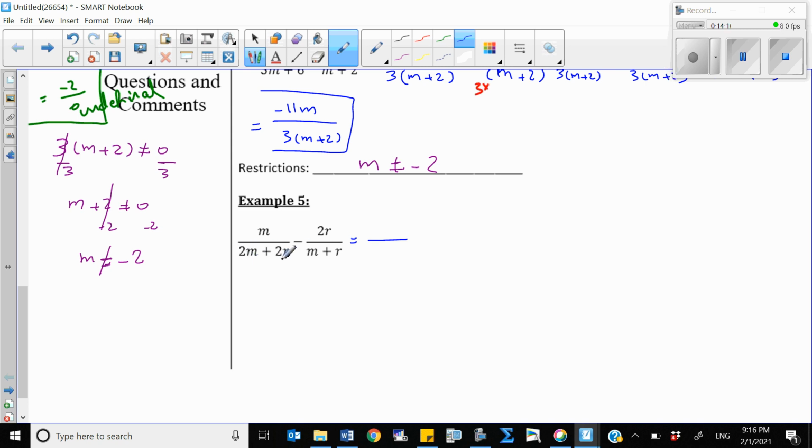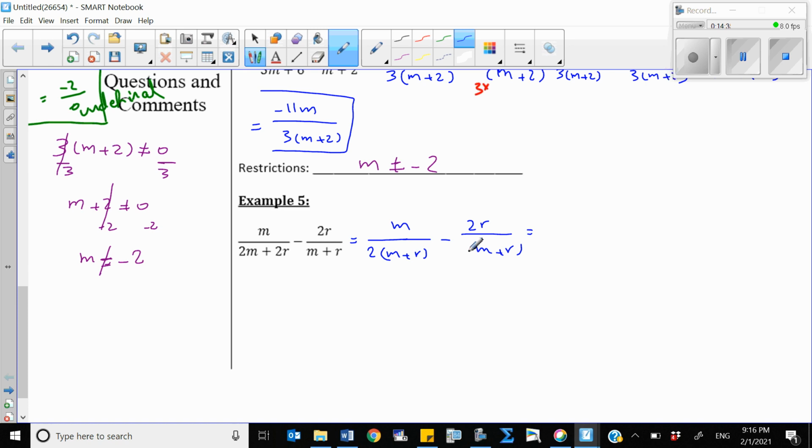2m plus 2r. What is in common between them? 2. So if I factor 2 out of 2m, I will have m left. 2 out of 2r, I will have just r left here. So I factored this as 2 times m plus r. Top was m, and next we have 2r over m plus r. We cannot factor m plus r.